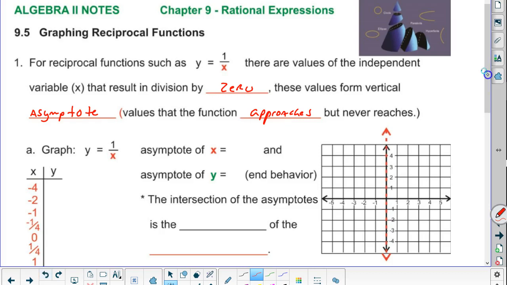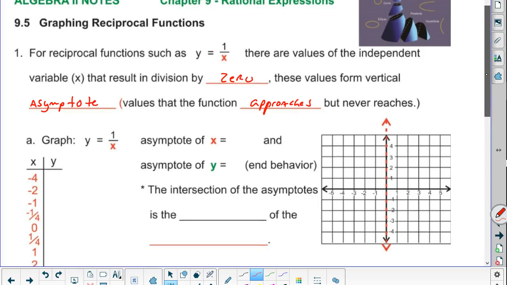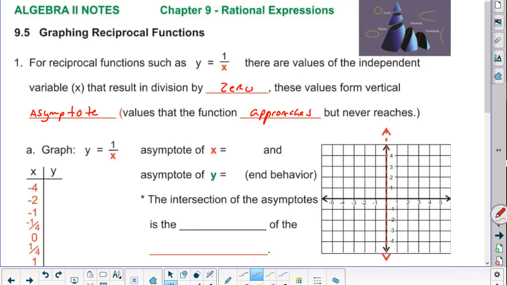Okay, so let's take a look at this first example here. We've got y equals 1 over x. Pretty simplistic. Okay, so on this one, the asymptote is just going to be x equals 0. And that's why I have that red vertical line there. So that dotted red vertical line is the asymptote.